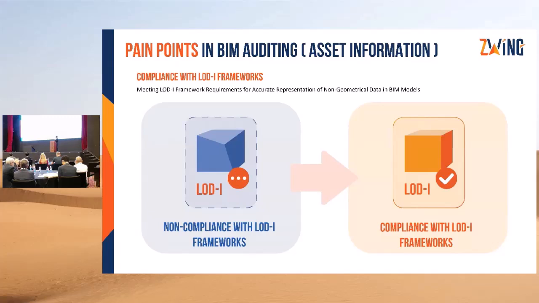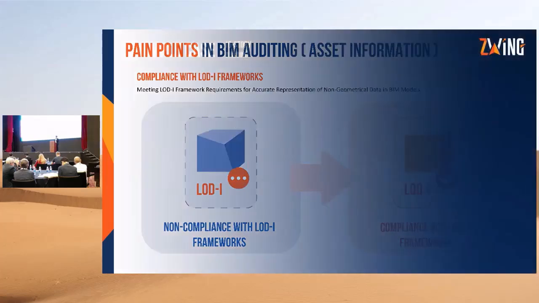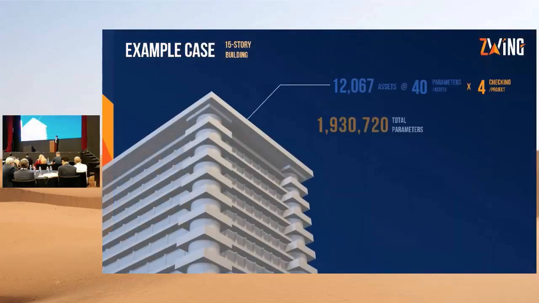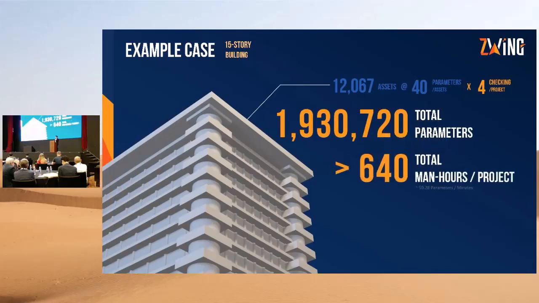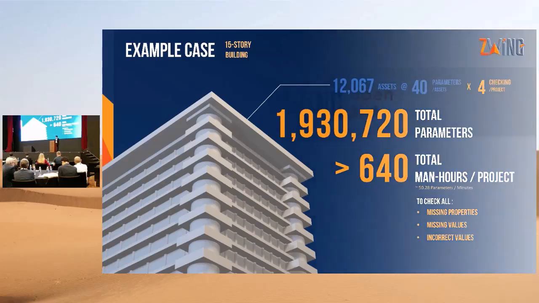Meeting the LOIN framework requirements for the non-geometrical data in a BIM model is crucial for accurate project representation. We want to ensure compliance with this standard as well. For instance, in a 15-story building, manually validating nearly 2 million parameters across 12,000 assets would take over 640 man-hours to identify missing properties, values, and errors.